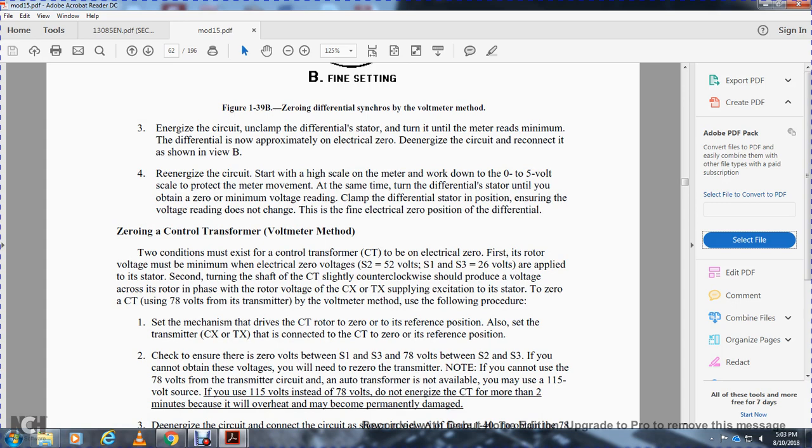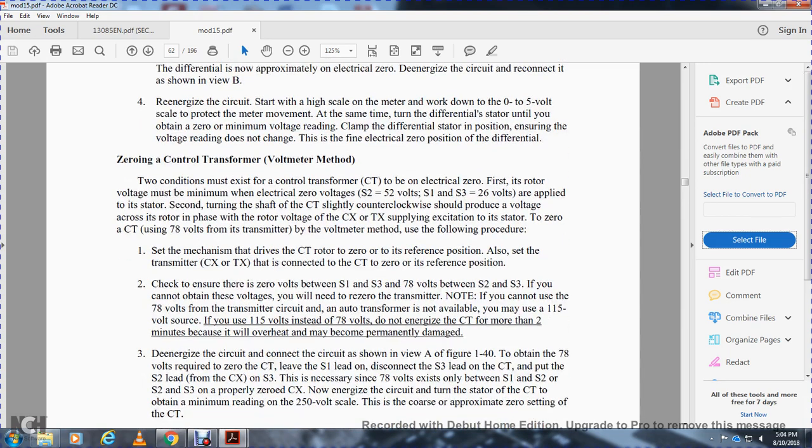Energize the circuit and unclip the differential stator, with the differential now at approximately electrical 0. De-energize the circuit and reconnect as shown in view B. Re-energize the circuit and work down the scale to 0 to 5 volts to protect the meter movement. At the same time, turn the differential stator until you obtain the minimum voltage reading. Clamp the differential stator in position and ensure the voltage reading does not change. This defines the electrical 0 position of the differential.